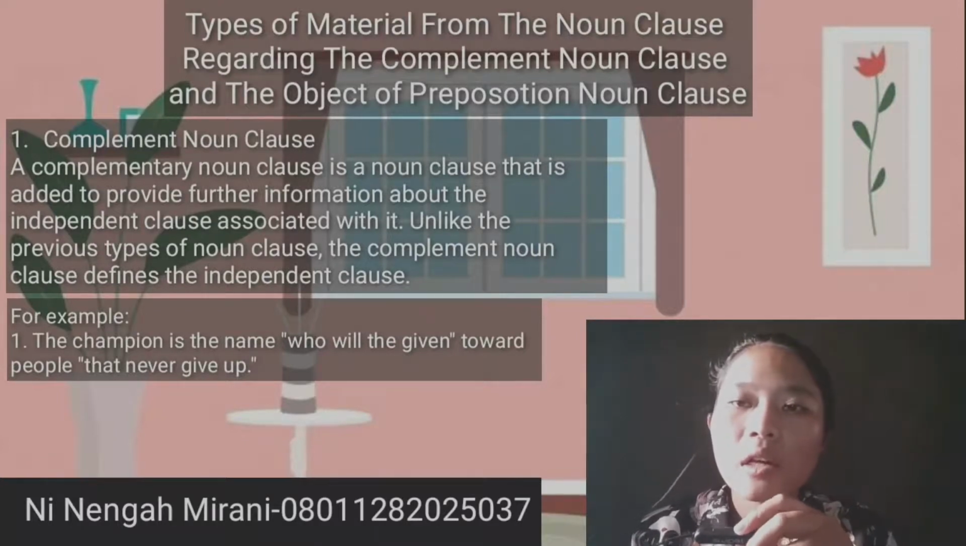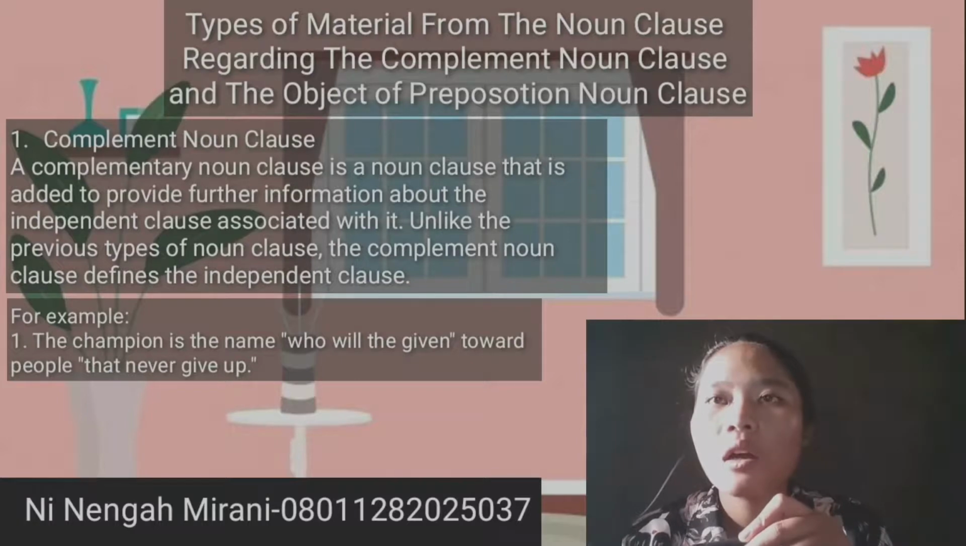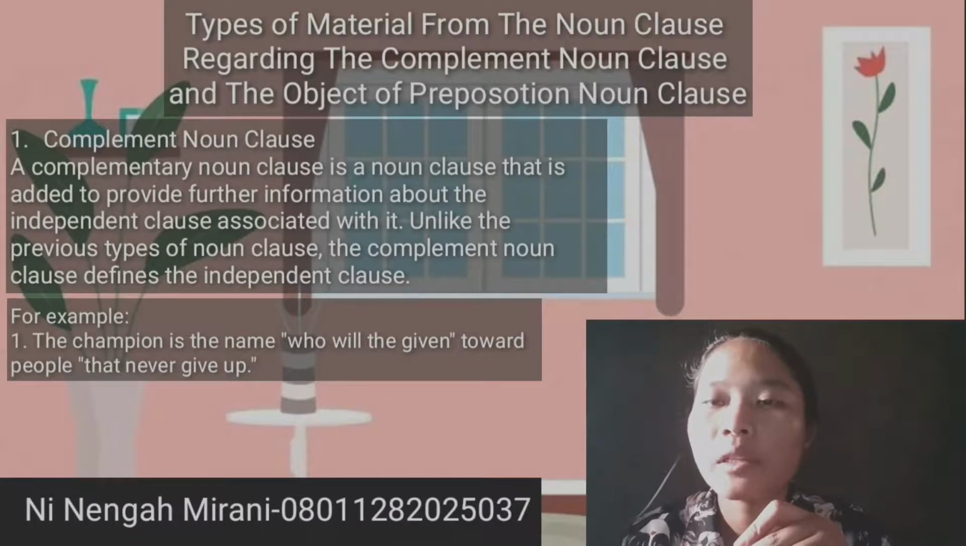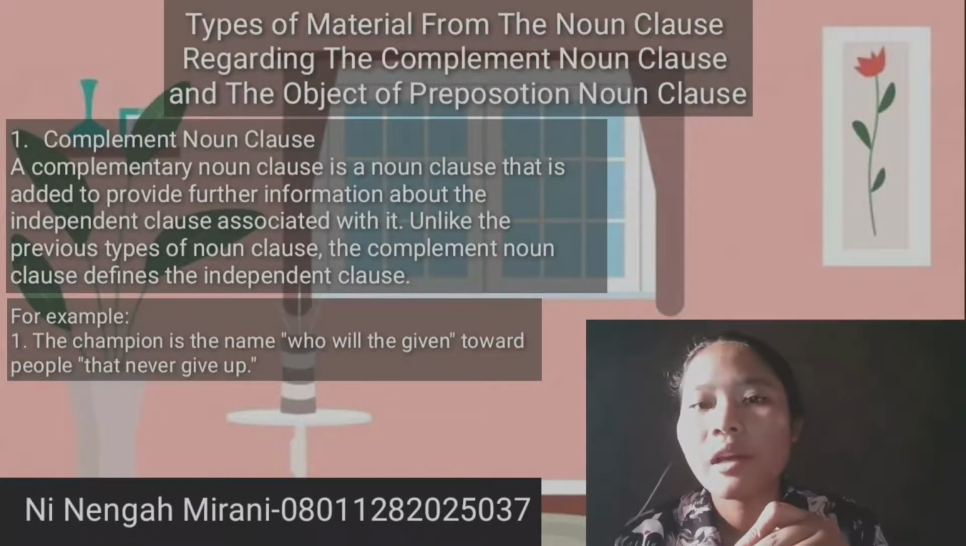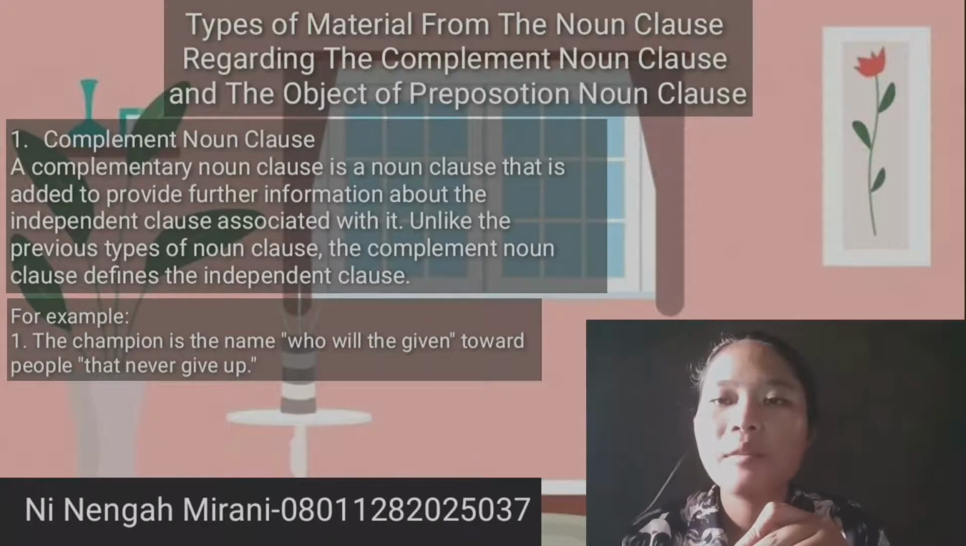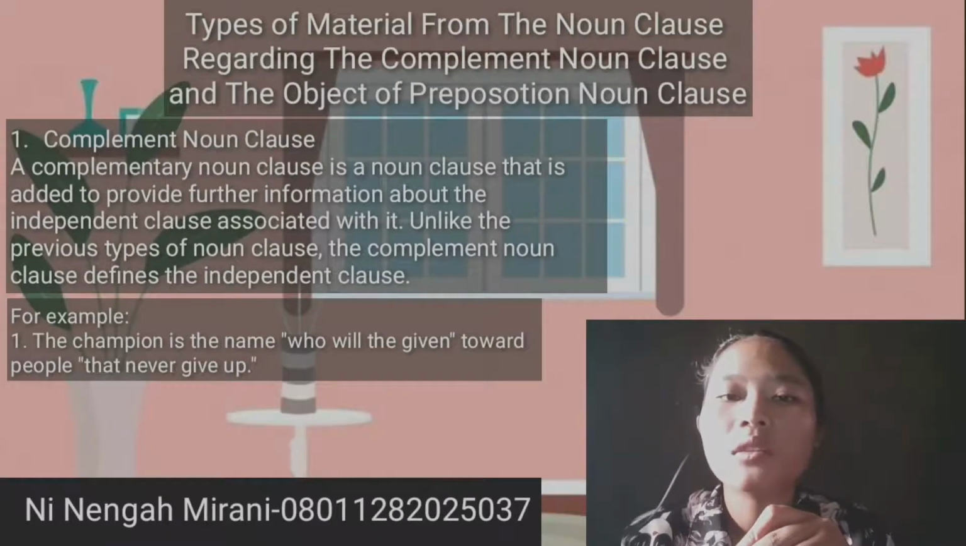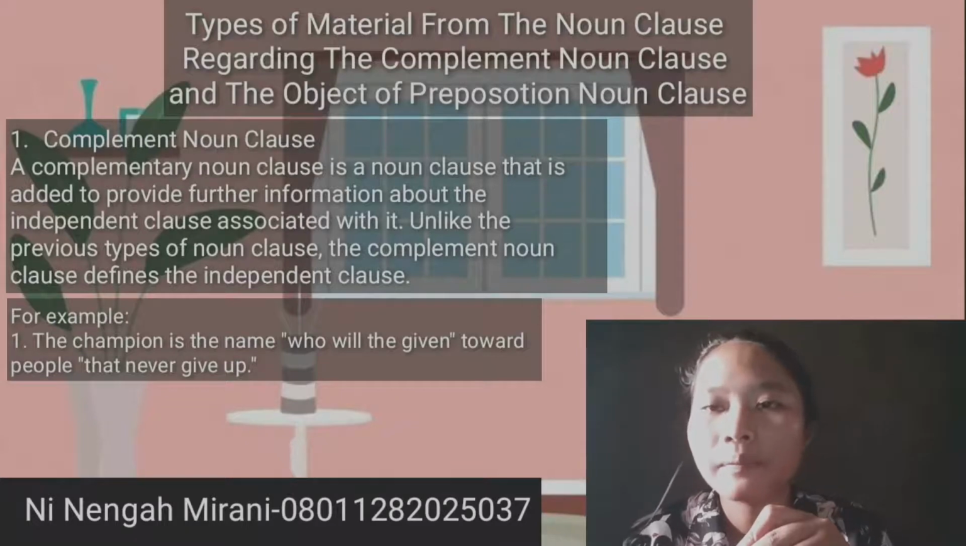Jadi kita melengkapinya, namanya juga complement noun clause, melengkapi klausa kata. Jadi kita tambahin who will be given sama that never give up. Ini kan lengkap nih, katanya tidak menggantung. Sang juara adalah nama yang akan diberikan kepada orang-orang yang pantang menyerah. Atau dalam bahasa Inggrisnya, the champion is the name who will be given toward people that never give up.